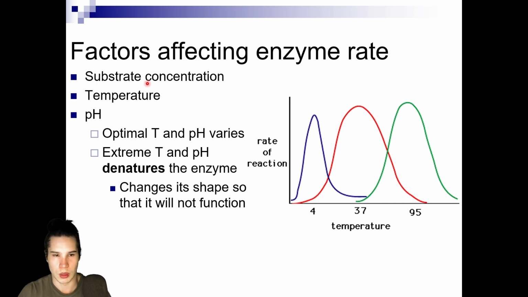So like we mentioned earlier, substrate concentration is another factor. You can only get so high in substrate concentration before the active sites on the enzyme become oversaturated and it's at max capacity. So the other two factors are temperature and pH. Optimal temperature and optimal pH will vary depending on the environment, and extreme temperature and pH will typically denature the enzyme. When you denature an enzyme, you're breaking apart hydrogen bonds, covalent bonds, things that are going to contribute to the three-dimensional shape of the enzyme.